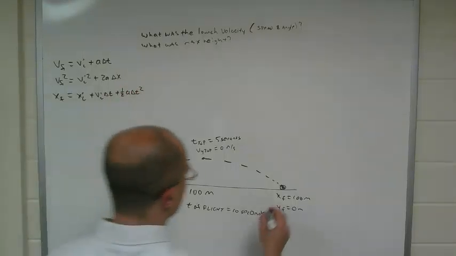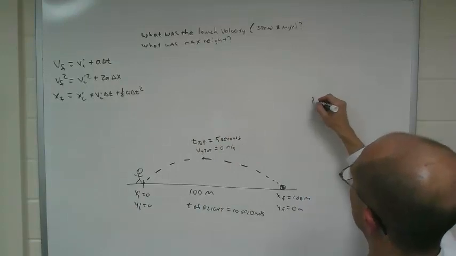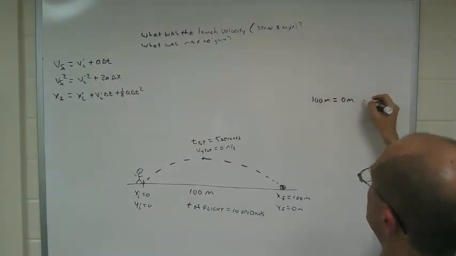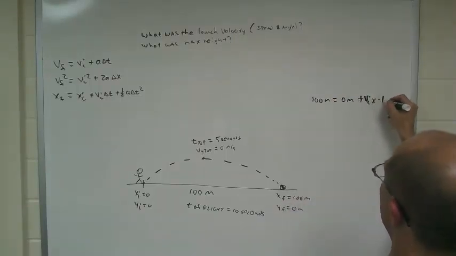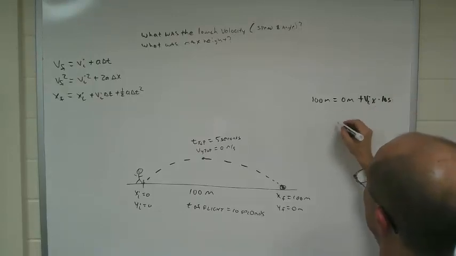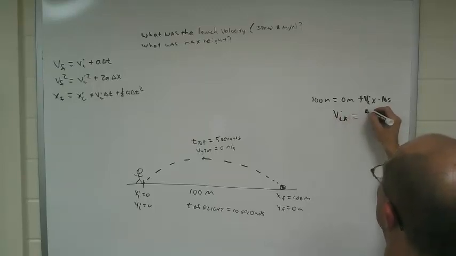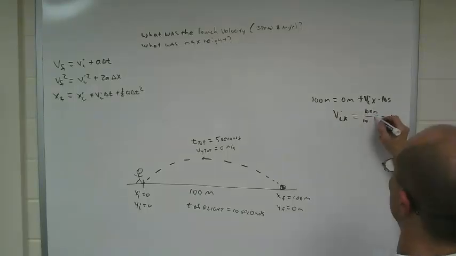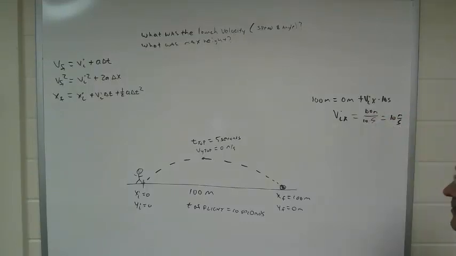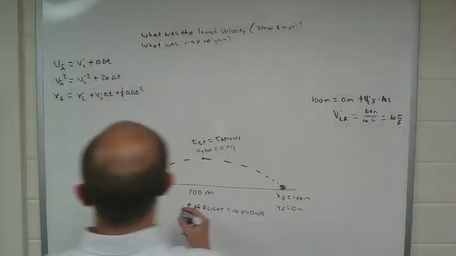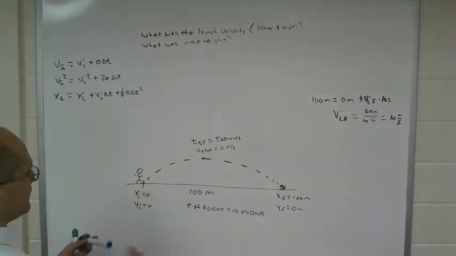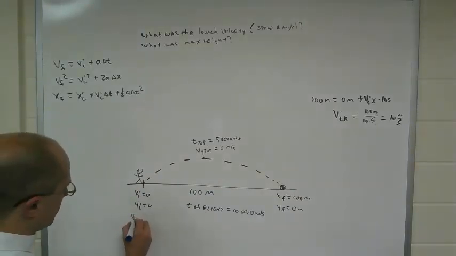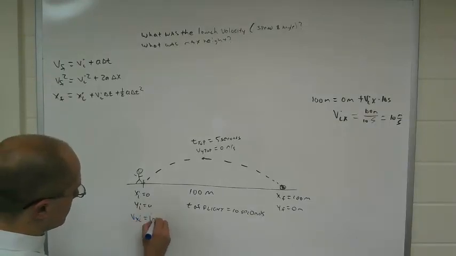We can get the initial x velocity, so we know that 100 meters is equal to 0 meters plus the mysterious V initial x times our 10 seconds. So we see that the velocity initial in the x is 100 meters divided by 10 seconds, which is 10 meters per second. So that's how we now know one thing. We know that we initially launched the projectile in the x, Vx initial, at 10 meters per second.